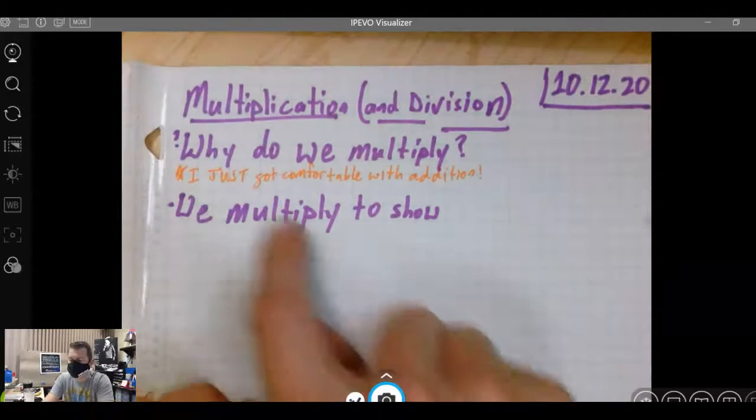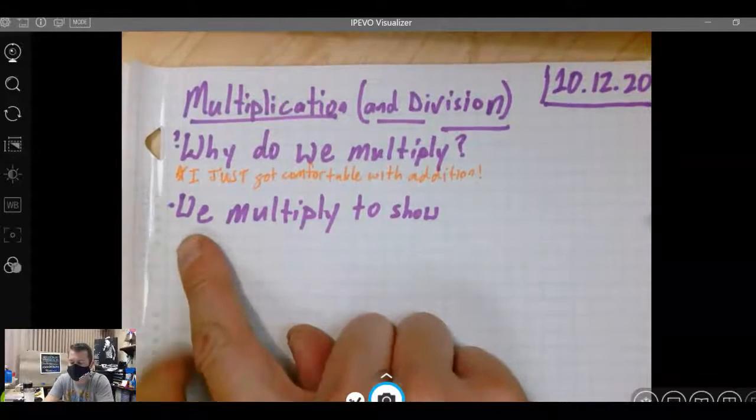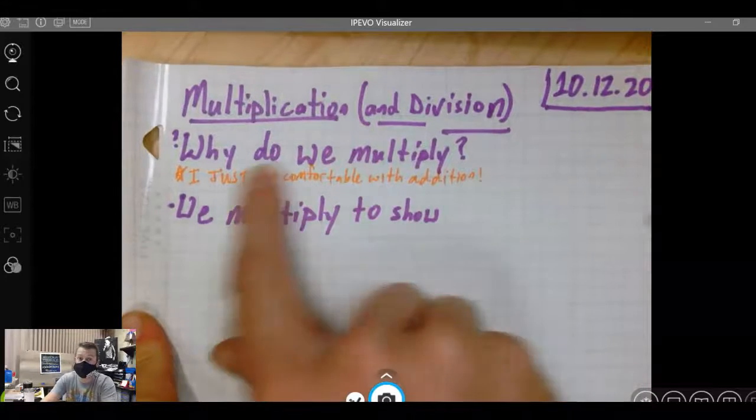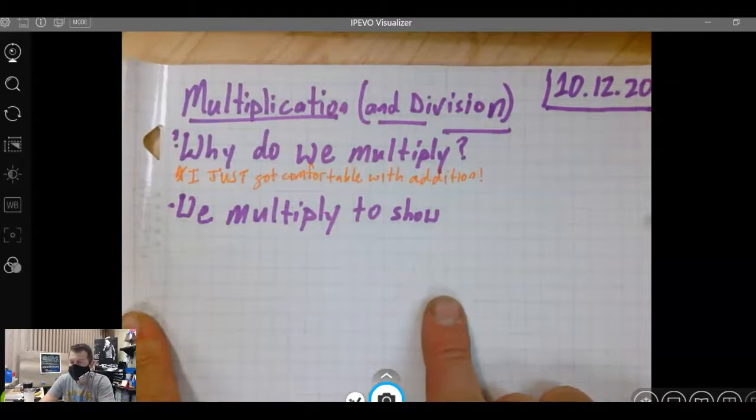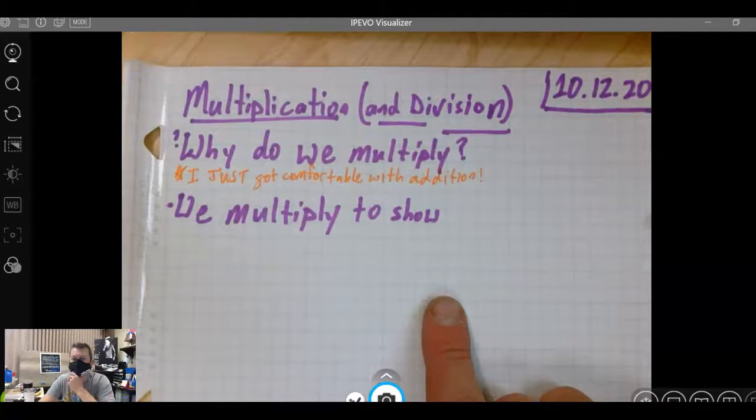Alright, so our question today, and you don't have to write this down, we're going to start writing right here where it says we multiply to show. You can write all this if you want. But why do we multiply?